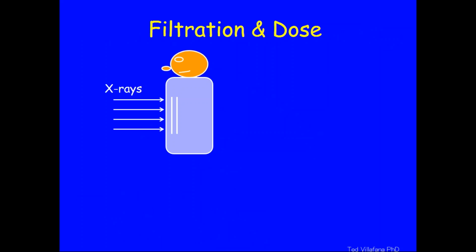Here's a patient. There's your X-rays. Let's say that those X-rays have both the low energies and the high energies, and they start going through the patient. Now, what happens to the low energies? Preferential absorption of the low energy photons. They'll be absorbed in the shallow layers of the patient. They will not be able to penetrate. They just go to patient dose.